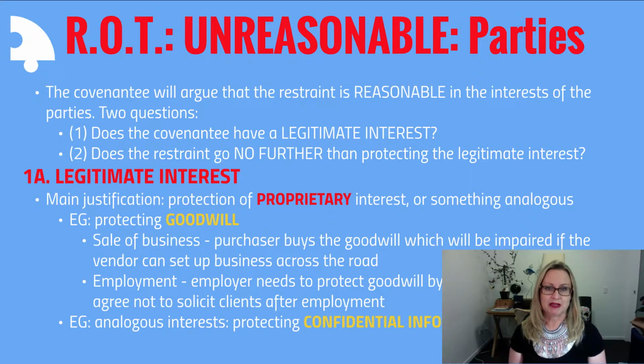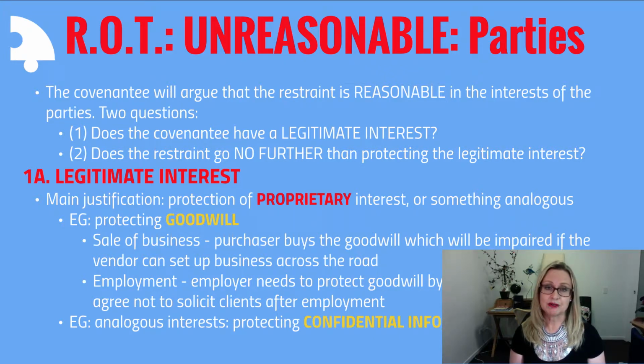Unreasonable between the parties. This particular part of the two-step process itself has two sub-steps. So the questions are, does the covenantee have a legitimate interest? And if it does, does the restraint go no further than protecting that legitimate interest?